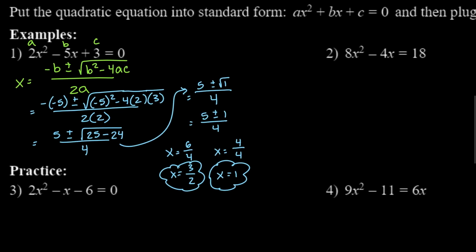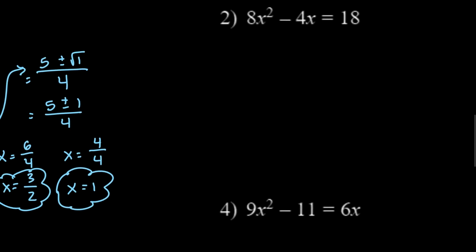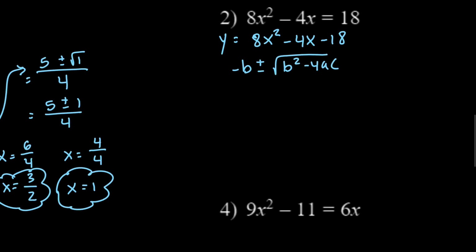So example 2. What is different about this one? What do you think I need to do first? Move that 18 over by subtracting it. So now I'm going to use my quadratic formula. Negative b plus or minus the square root of b squared minus 4 times a times c, all over 2 times a.